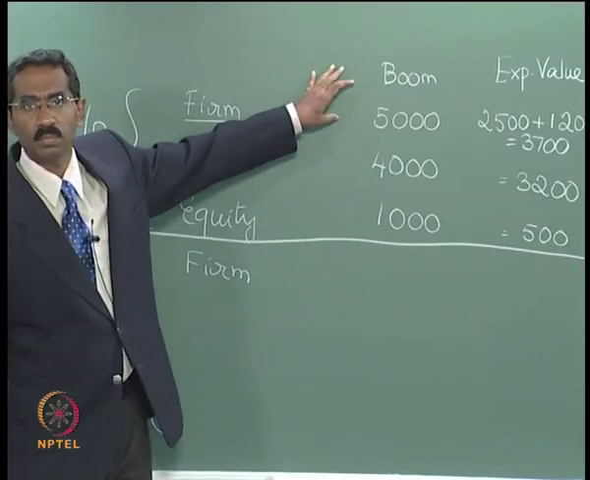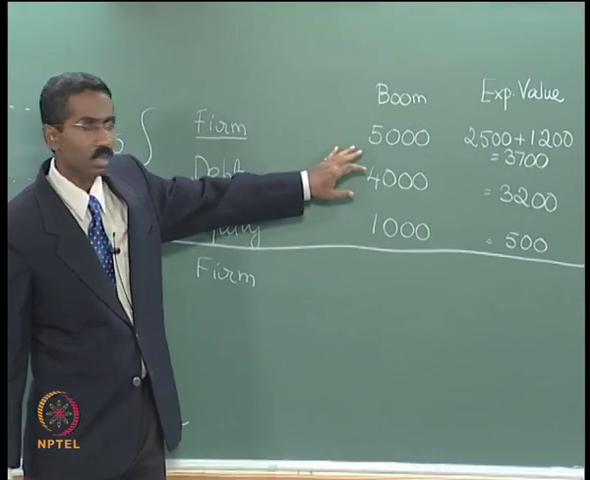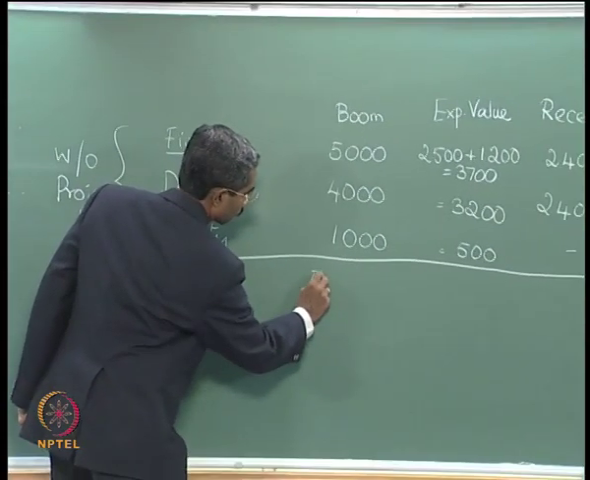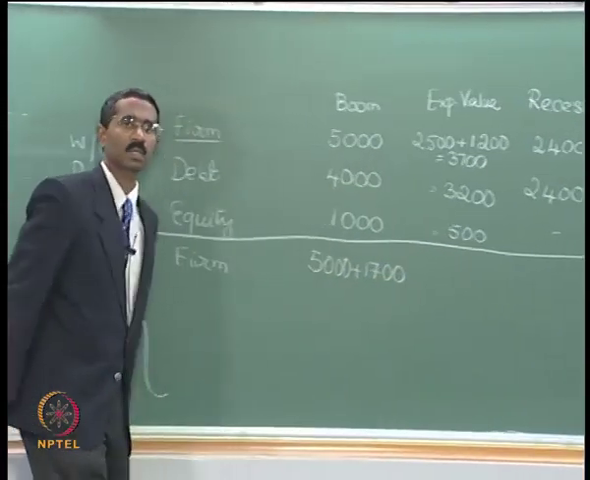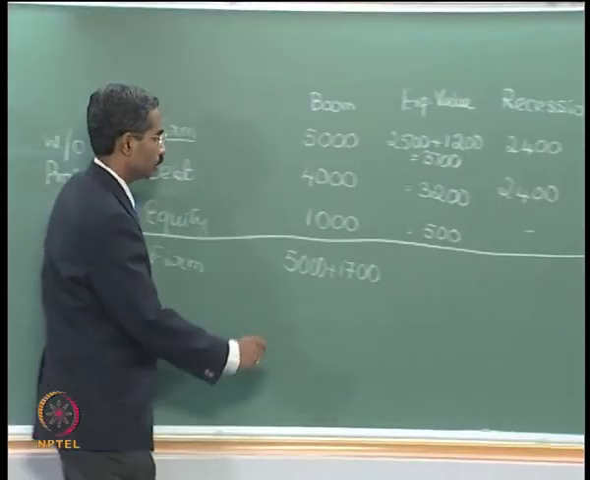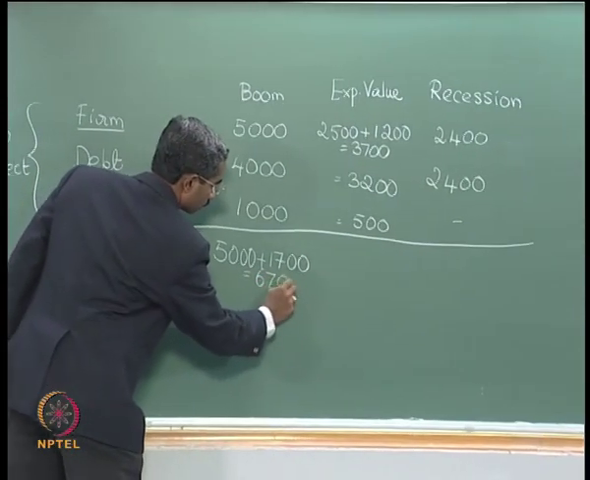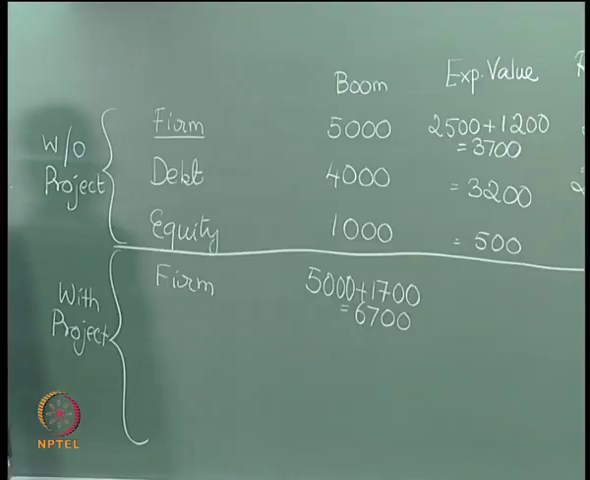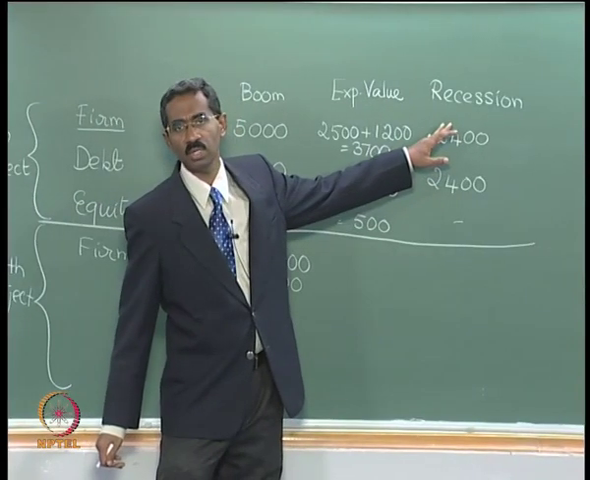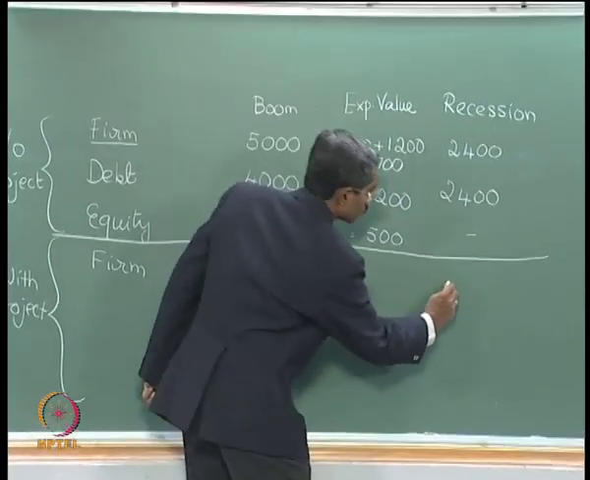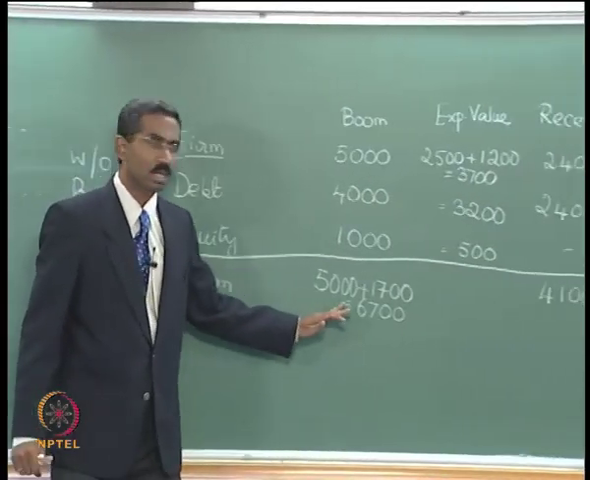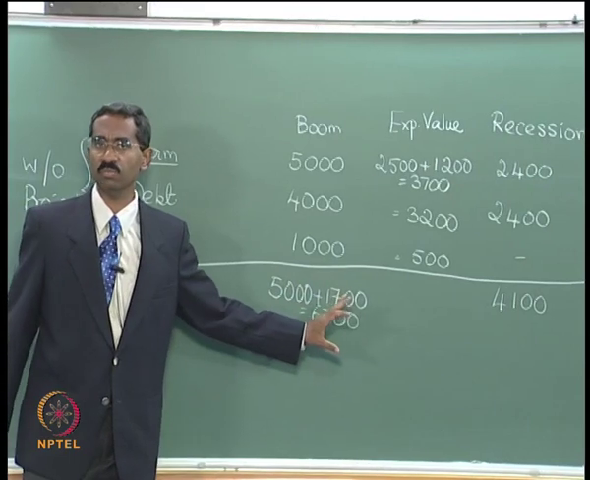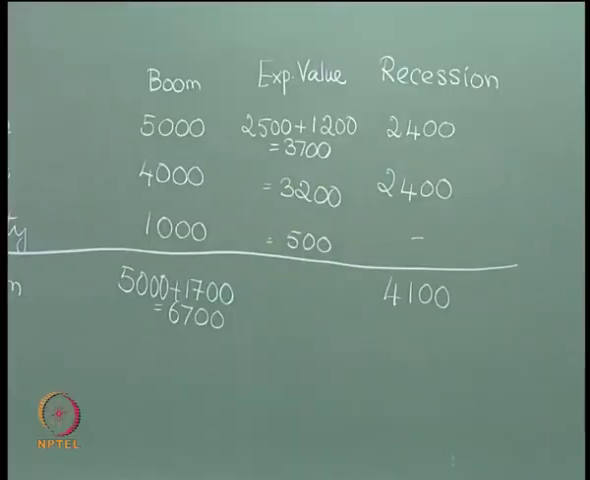Now the value of the firm during the boom period would be 5,000 plus the benefit of 1,700 because of undertaking the new project. So the total would be 6,700. Right. So this is the value of the firm because the firm undertakes a project. During the recession, again the value of the firm will increase by 1,700, and so the value of the firm during the recession would be 4,100, right. In both the economic scenarios, the value of the firm increases by 1,700, it does not change.